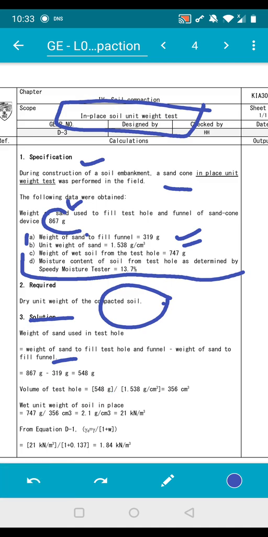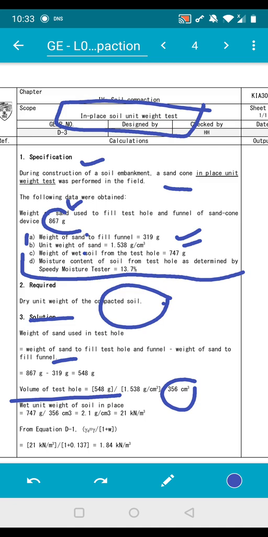So let's go back to the soil. So wet unit weight of soil in place is equal to 747 gram, which is the C, divided by 356 centimeter cube, the volume. So you'll get the wet unit weight of soil in place about 21 kilonewton per meter cube.